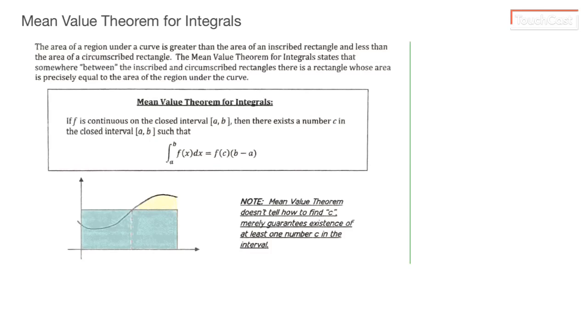Now, the actual mean value theorem states that if we have a function that's continuous on a closed interval, then there has to be a number c within that interval such that the definite integral from a to b of our function with respect to x is equal to f of c times our change in the interval, b minus a. All this really means is that this mean value theorem is not going to give us a way to find that c value. It just gives us a way to show that there is a value somewhere between a and b.